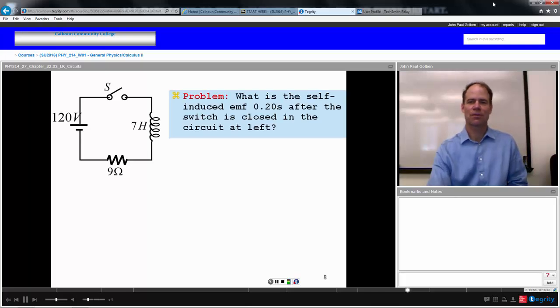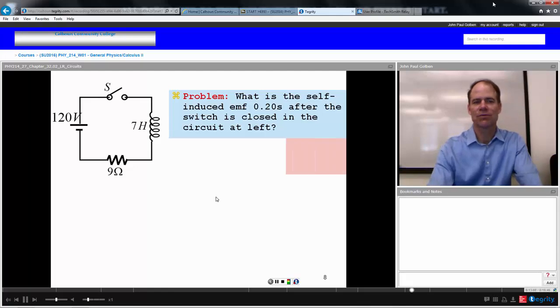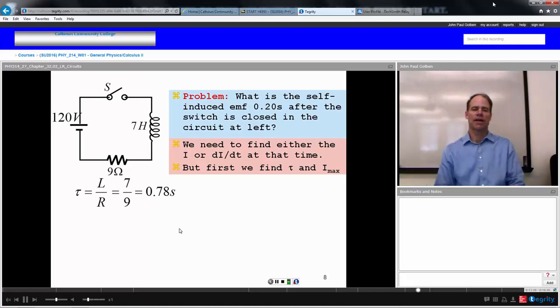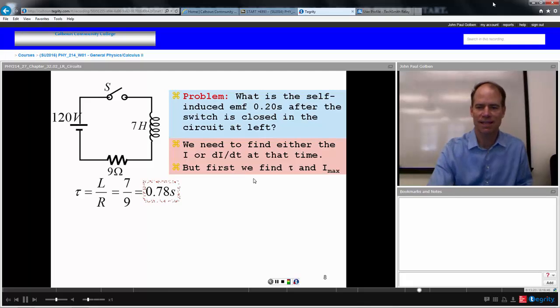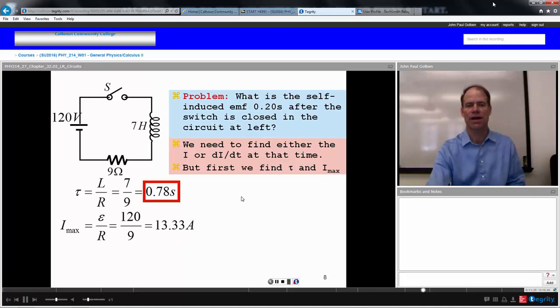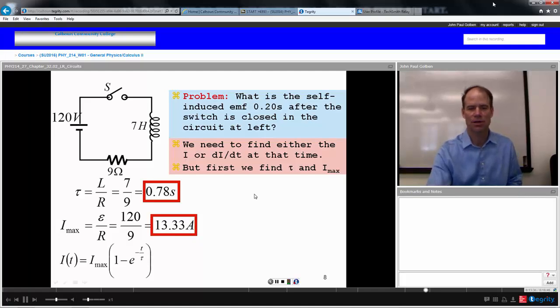Let's try another problem. What is the self-induced EMF 0.2 seconds after the switch is closed in this circuit? Again, we want to find the time constant if we can. We need to find either the current or di dt at that time, but first we find the time constant. 7 henries divided by 9 ohms, 0.78 seconds, and I max will be the voltage divided by the resistance, 120 volts divided by 9 ohms, 13.33 amps. So that gives us the current for all time.